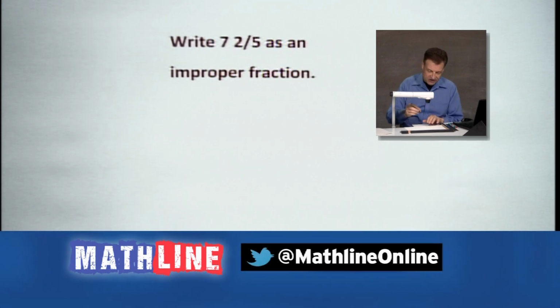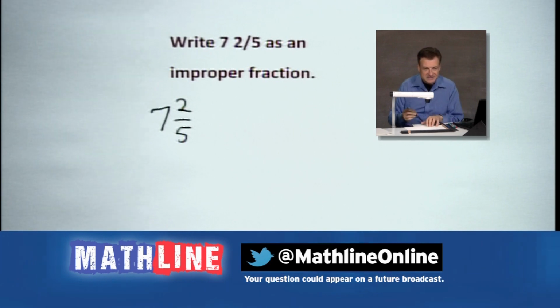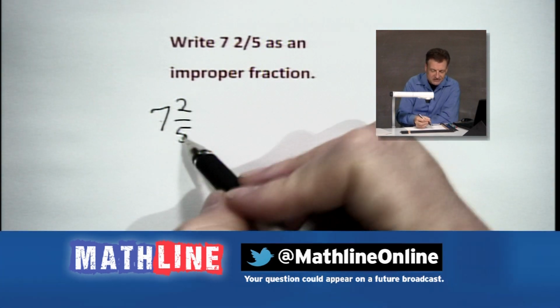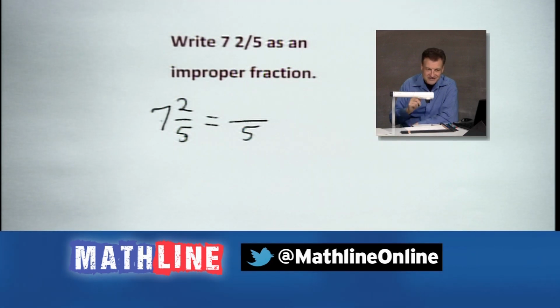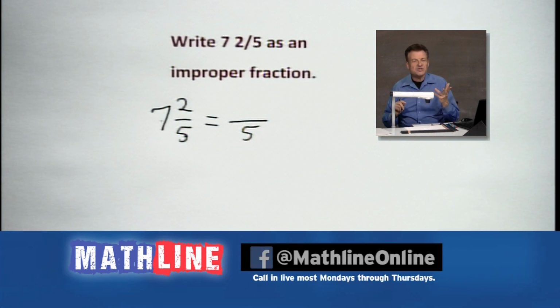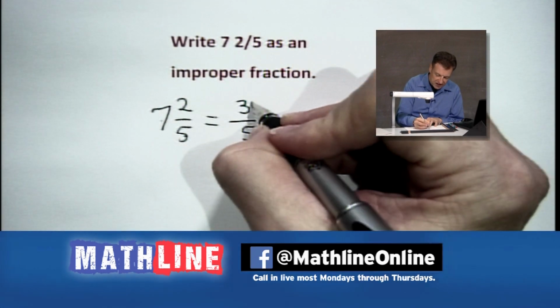7 2/5. We're going to fly through this one, right? Everybody's good at this. We're going to take our 7 times 5. By the way, it does help to know those multiplication facts, doesn't it? 7 times 5 we know is 35. Add that 2 to it. We're going to get 37.